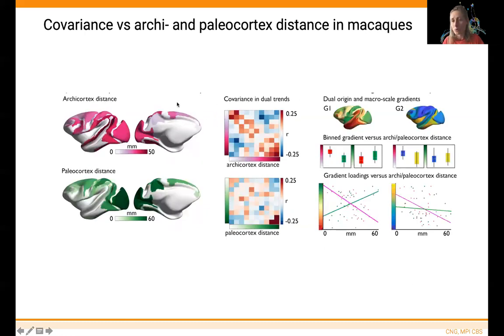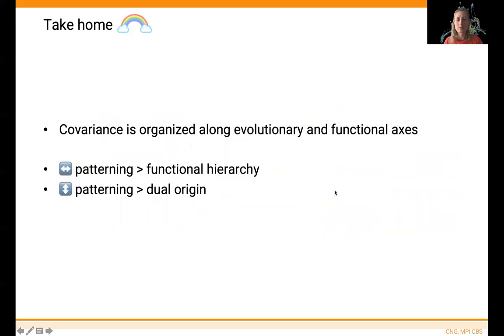And we could also find similar patterns using a similar approach in macaque monkeys, where gradient 1, which corresponds to gradient 2 in humans, showed this inverse relationship to the dual origin distance, whereas the second gradient did not so much. So the take home is that this covariance is organized along evolutionary and functional axes. The posterior-anterior patterning relates to its functional hierarchy, whereas this inferior-superior patterning relates to the dual origin.